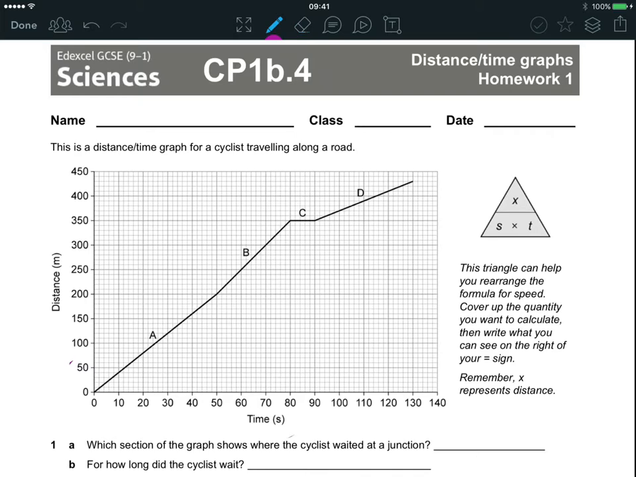When you do see a graph on the question papers, it's always a good idea to check, is it a distance time graph or is it a velocity time graph? And of course we do that by looking at the y-axis. This one is a distance time graph.